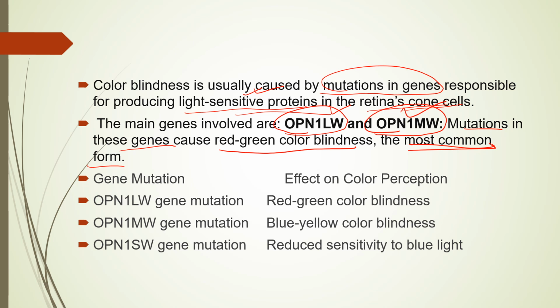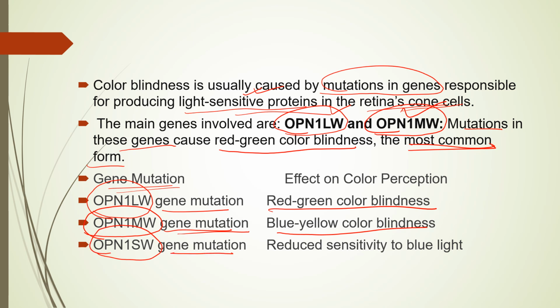In 10th standard also. So now light sensitive protein production is affected by the mutation of these genes in the cone cells, and that causes color blindness, and the most popular color blindness is red green color blindness. Now you can see the gene mutation happening is OPN1LW gene mutation in red green color blindness, OPN1MW gene mutation in blue yellow color blindness, and OPN1SW gene mutation reduced sensitivity to blue light. So here color blindness is not happening, the blue light sensitivity is reduced.